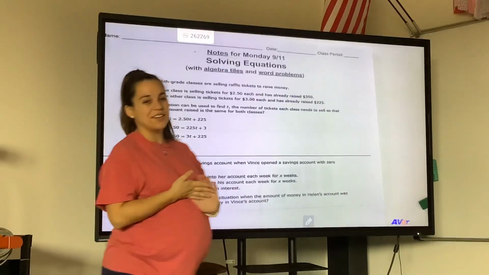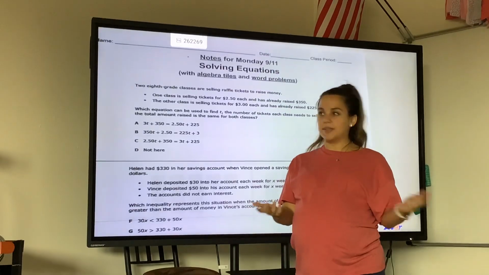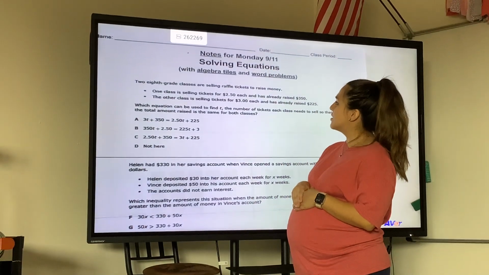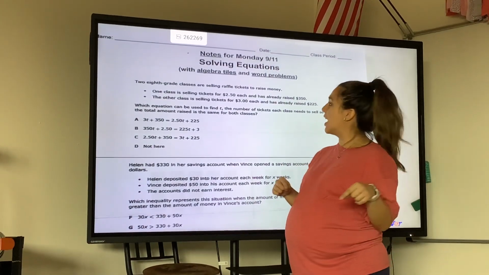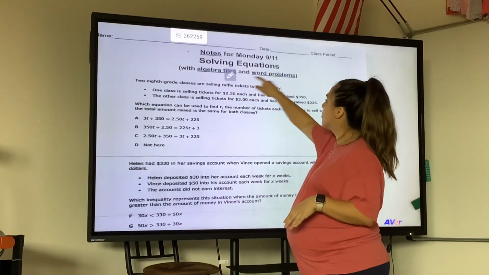Okay, so these are your notes for Monday, September 11th. It does say 9/11 because it's September 11th. These are notes for solving equations. This time we're going to solve them with algebra tiles, which you'll see in a second, and with word problems.